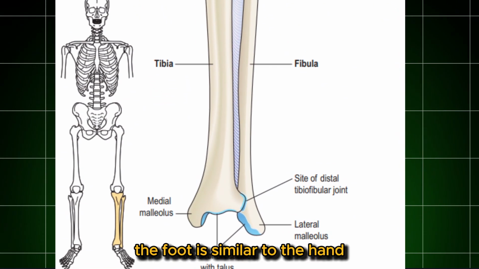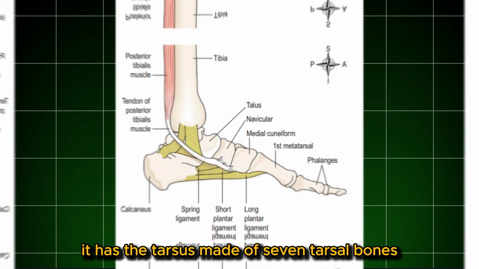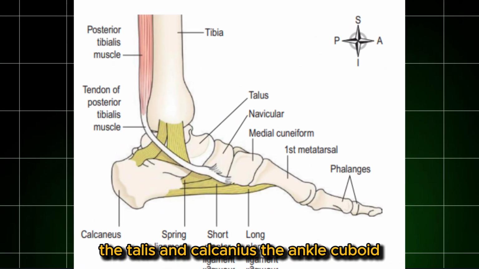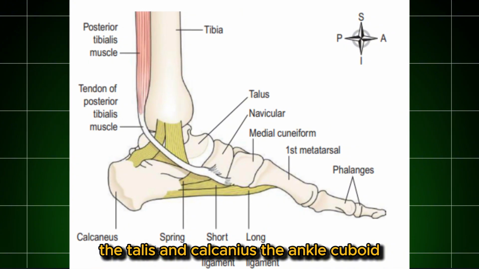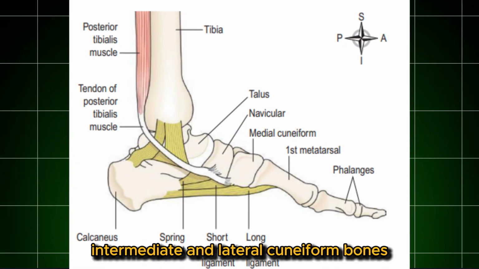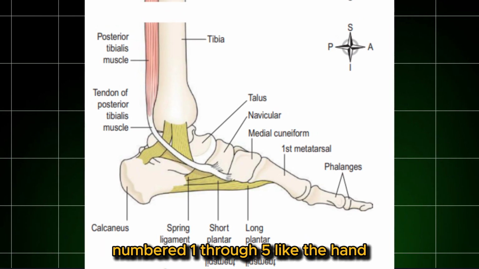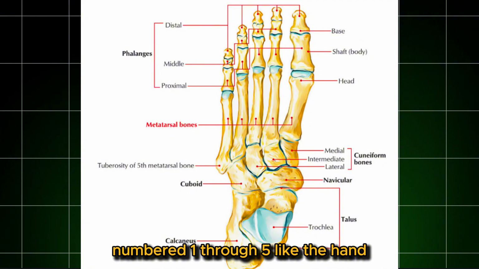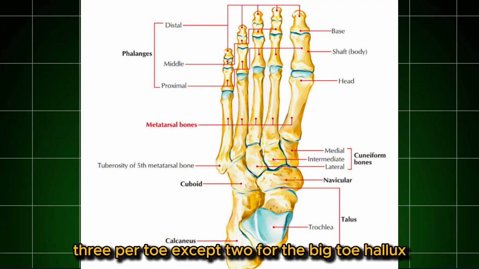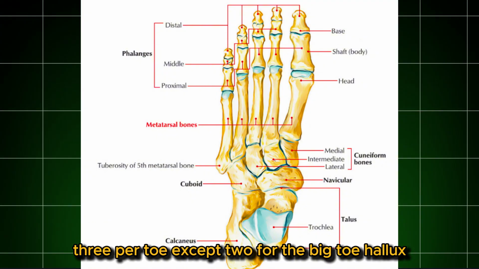The foot is similar to the hand. It has the tarsus, made of 7 tarsal bones: the talus and calcaneus, the ankle, cuboid, navicular, and medial, intermediate, and lateral cuneiform bones. Then there are 5 long metatarsals, numbered 1 through 5. Like the hand, the foot has 14 phalanges, 3 per toe, except 2 for the big toe, hallux.